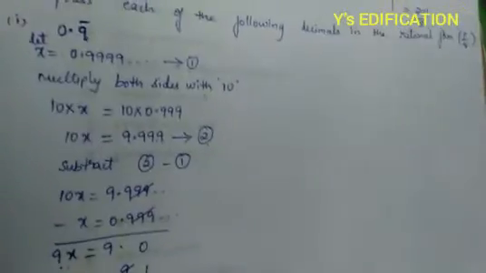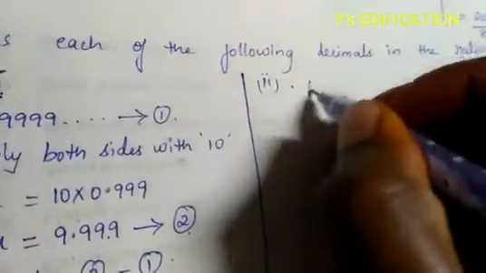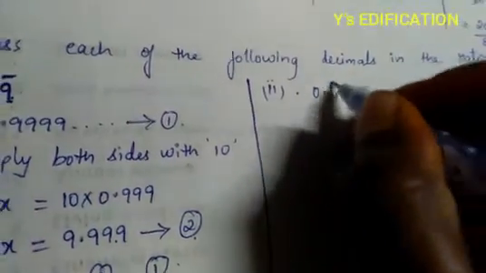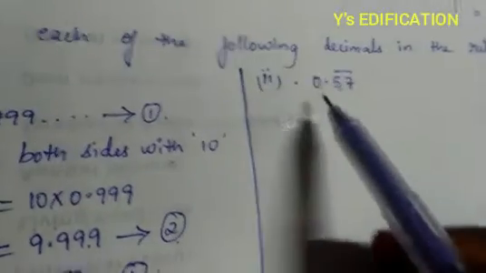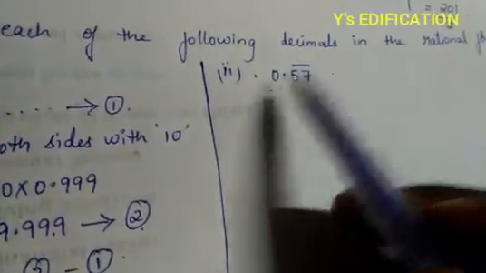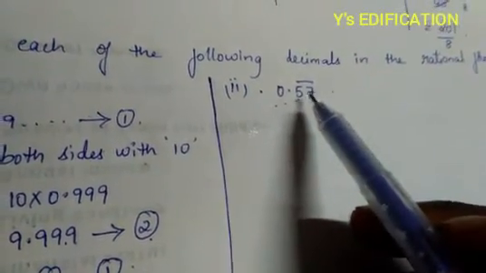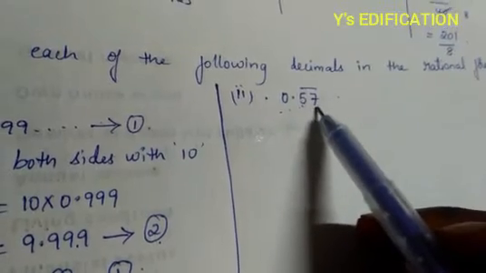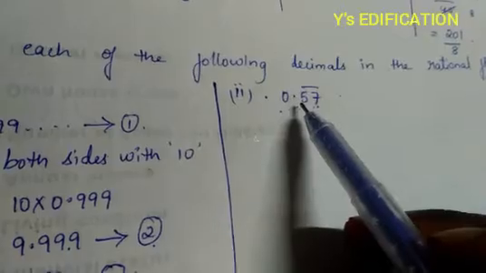Okay, let us do a few more problems. I'm going to take the second one, 0.57 bar. Here what is the period? The period is 57 and the periodicity is 2. The number of digits under the bar is known as periodicity. So under the bar 2 digits are there, 5 and 7. So periodicity is 2, so we have to multiply with 100.